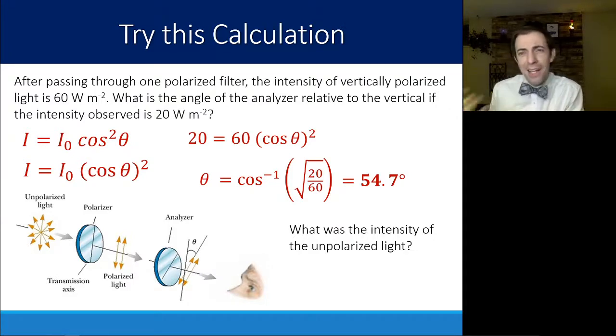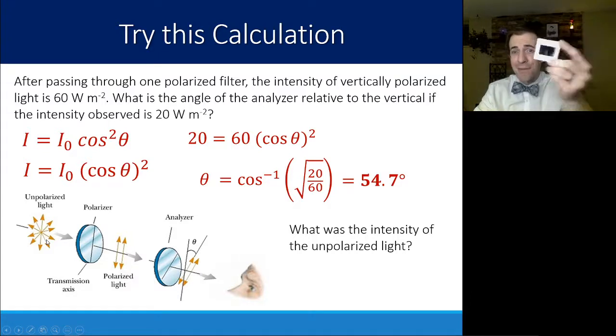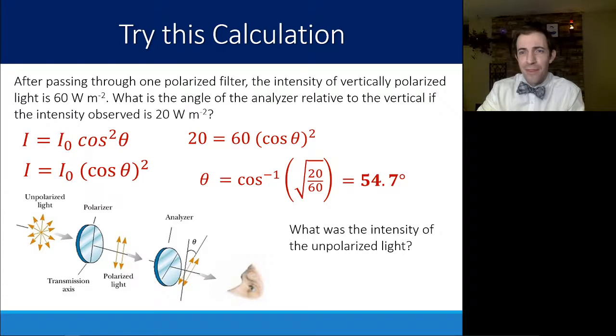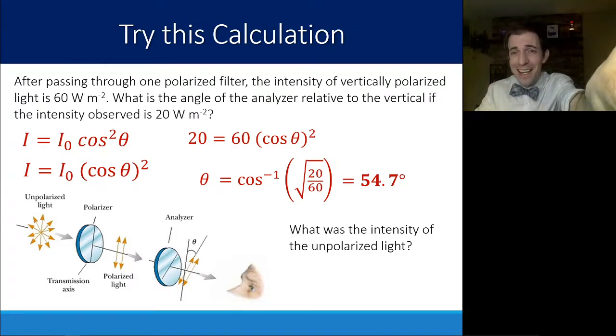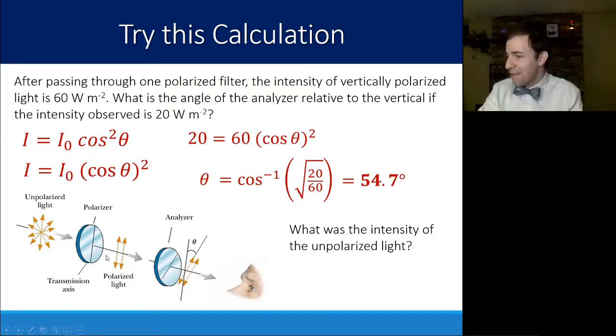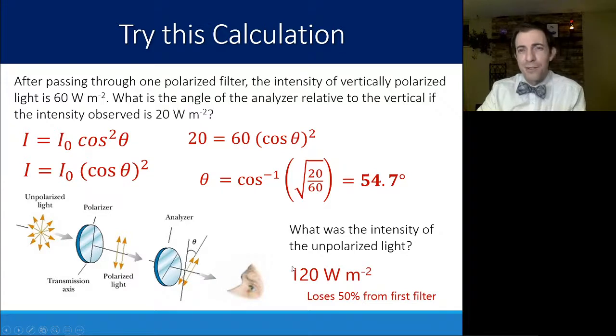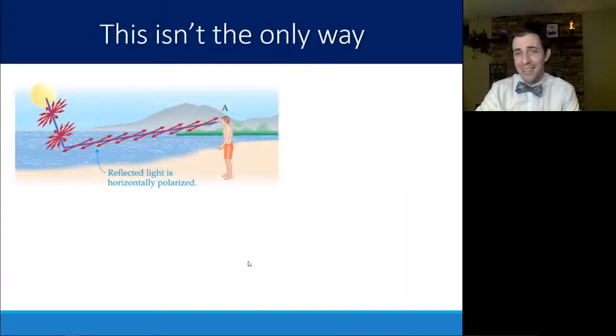Now, talking about what we've talked about so far, if our polarized light here was 60 watts per square meter, what was the intensity of the unpolarized light before it made it through that first polarizer? We've talked up until this time that a single polarizer is going to cut it by half. That means that if it ended up at 60, it had to have started with 120 watts per square meter. So the journey here is 120 gets cut down to 60, gets cut down again to 20.